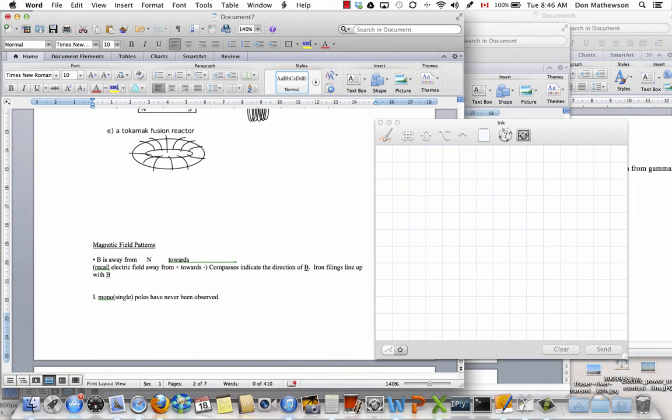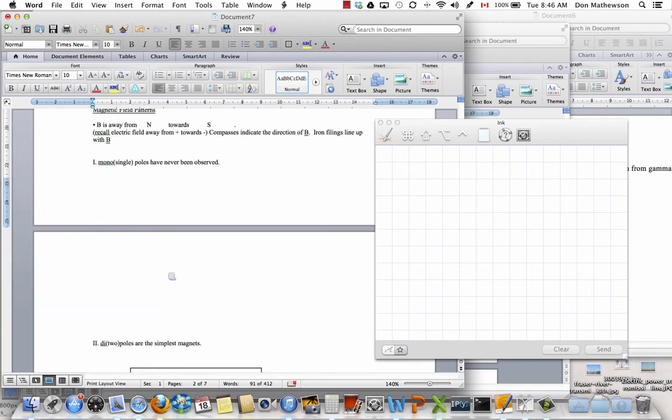Magnetic field is away from north and towards south. So that's a little bit like electric field, which was away from positive and towards negative. Now, compass needles will line up with the magnetic field, and we can drop little iron filings on top of a magnet to see the pattern as well.